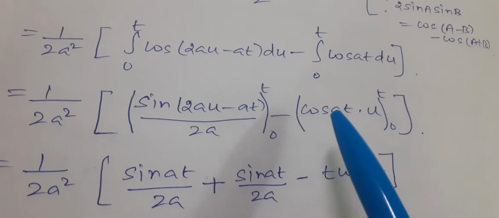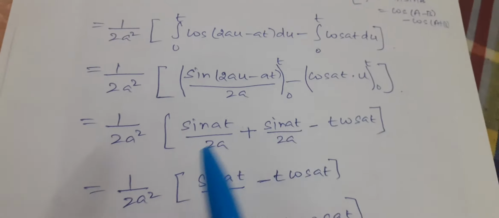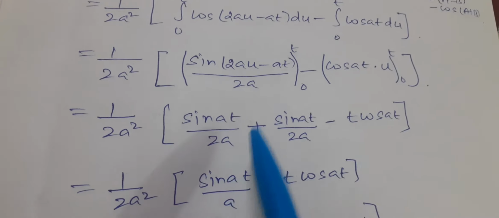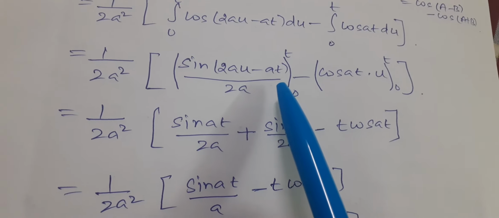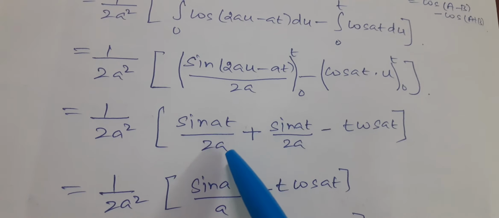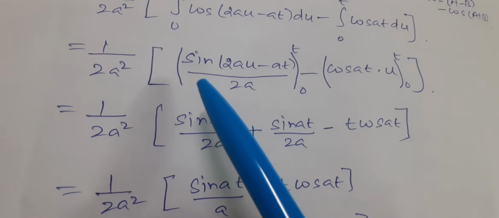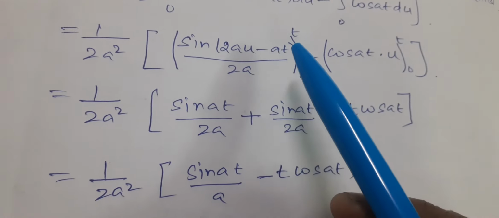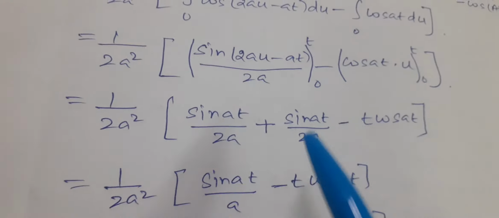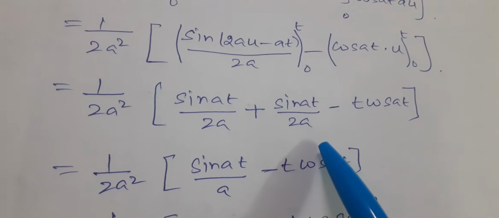So I am taking du integration outside, the limit is 0 to t. So 1 by 2a square. Here applying the upper limit, u is t, means 2at minus t is at. So sin at by 2a. Then I am applying the lower limit. Here minus, and here I am substituting 0. Sin of minus theta is minus sin theta, so I am getting plus here. So what we are getting: sin at by 2a.